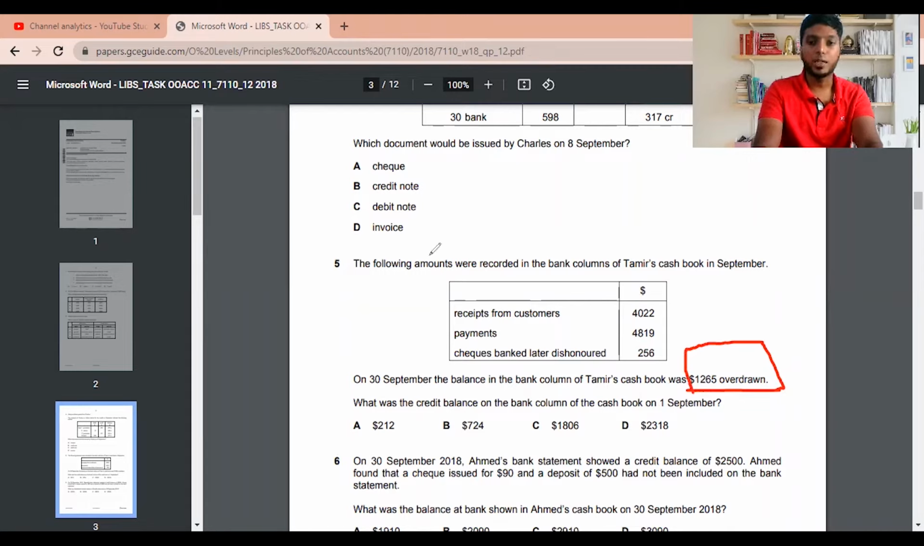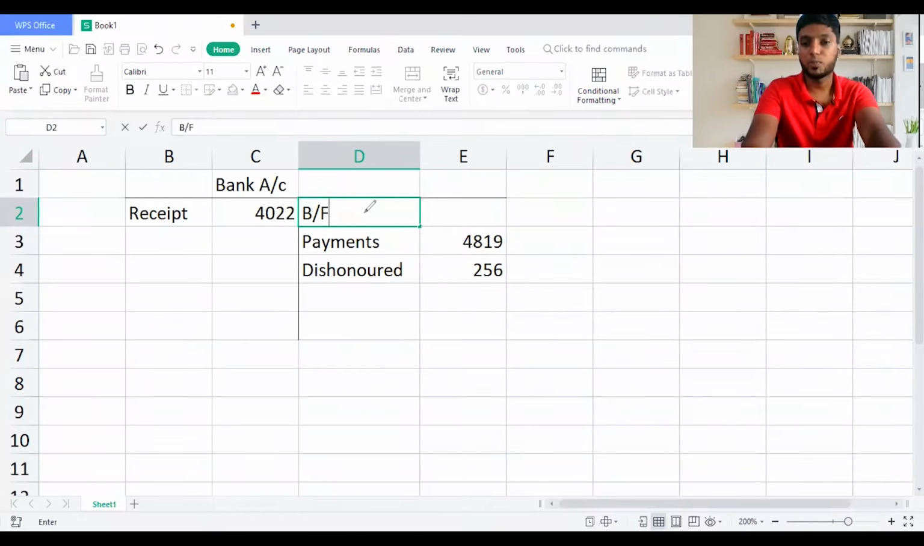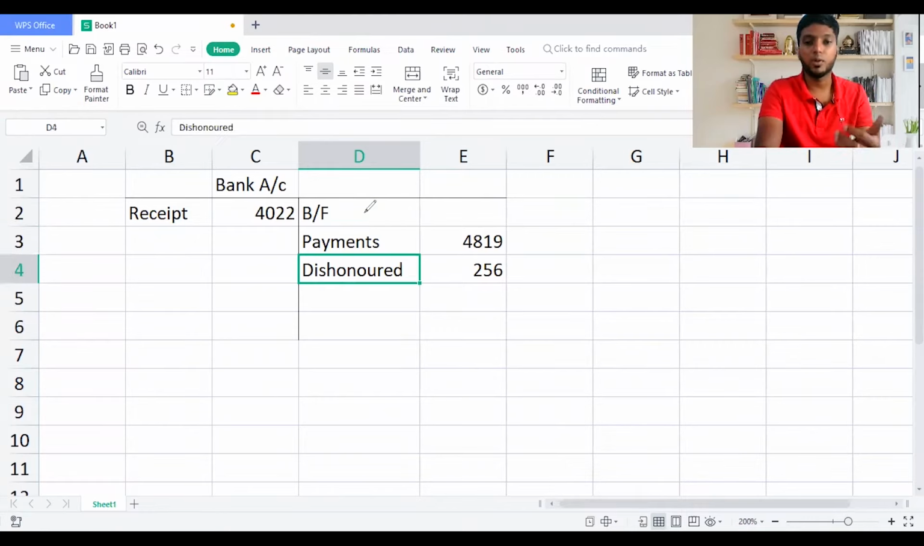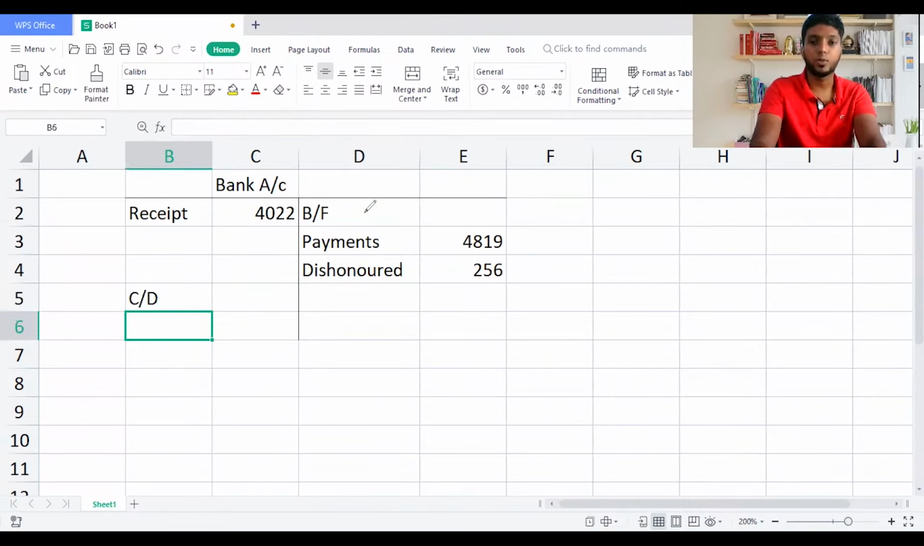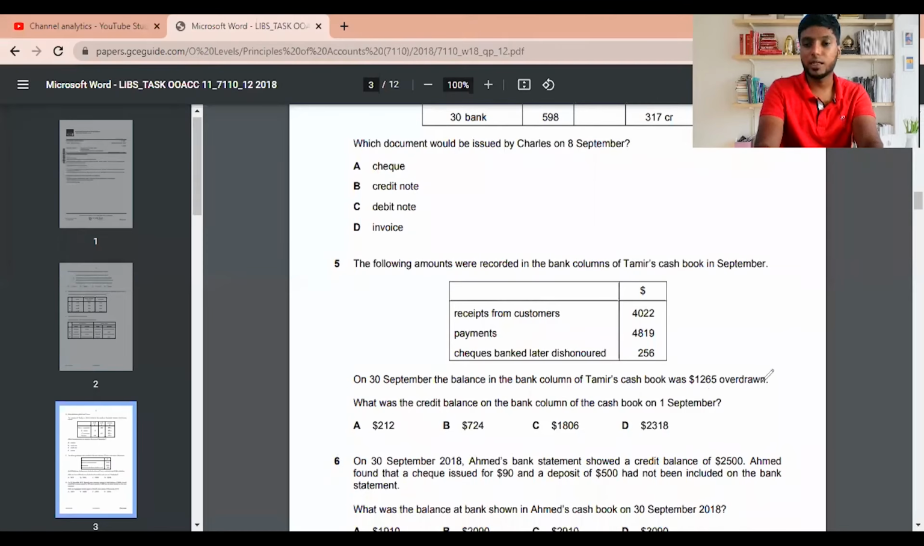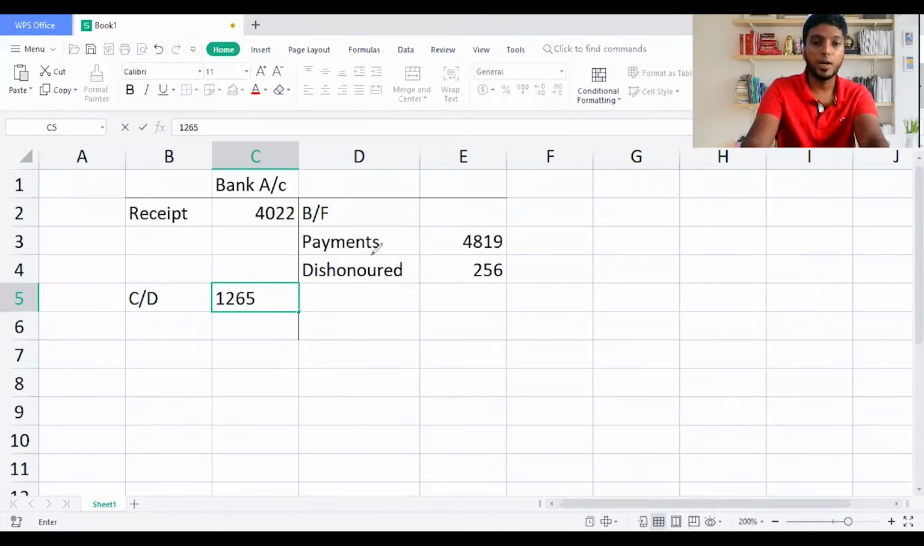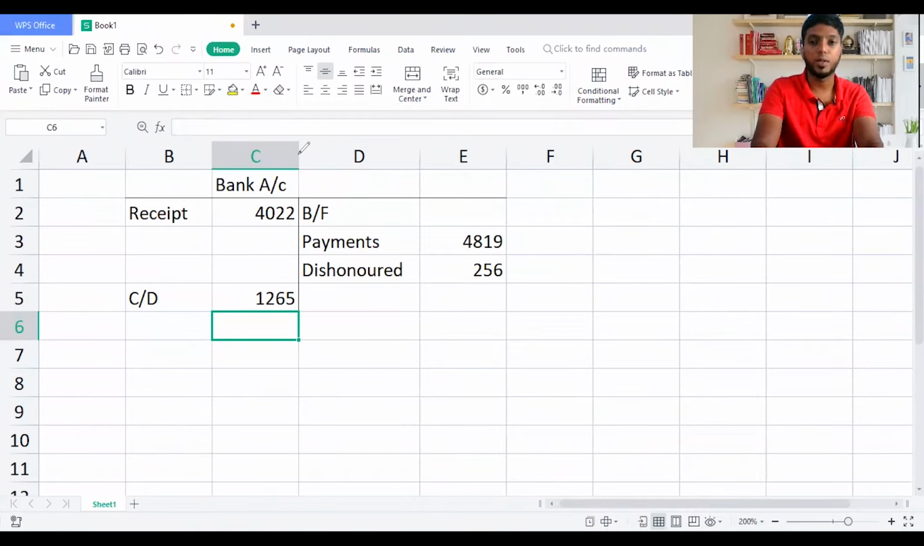So to find out the credit brought forward balance, I kept this space here. That's the reason, guys. I found out that they've given a carried down balance on the debit side because they're saying there's an OD. So OD means you will have brought forward on the credit side. So the overdraft balance they have given is 1,265. So I'll record 1,265 here. Now I can find out the brought forward balance.